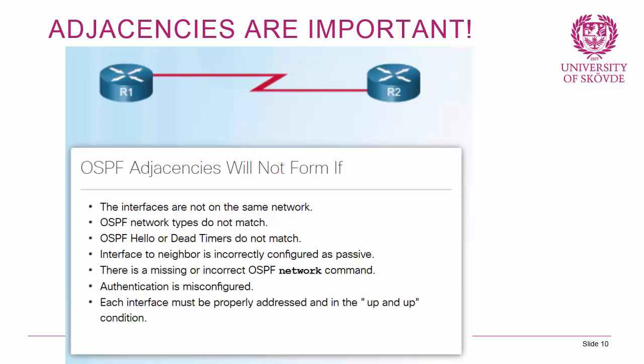Remember that you can configure an interface as a passive interface to prohibit the router from sending routing updates out that interface. That is usually done for interfaces that only have end devices connected to them. But if you do it on a link where you actually want the router to form an adjacency, it's not going to work. You may also misconfigure network commands, or misconfigure authentication, which is luckily for you not a part of this course. And finally, you have to ensure that each interface is properly addressed with correct IP addressing and subnet masks, and enabled using the no shutdown command.